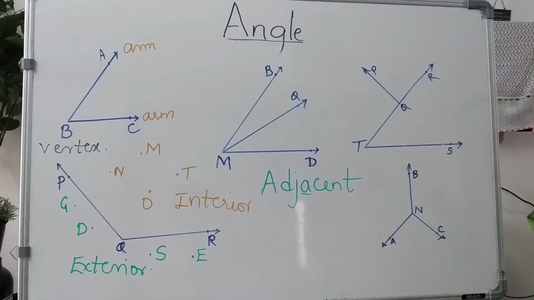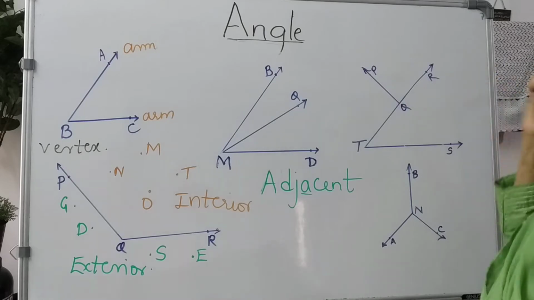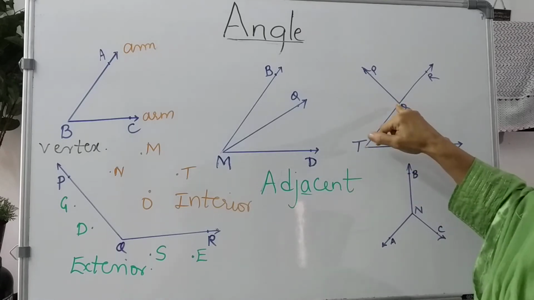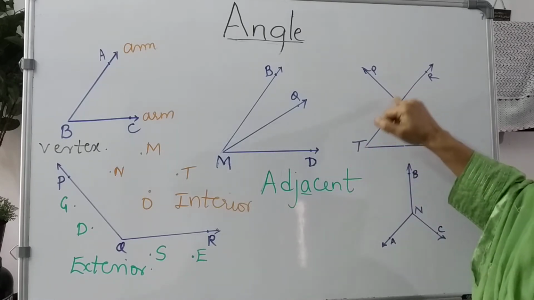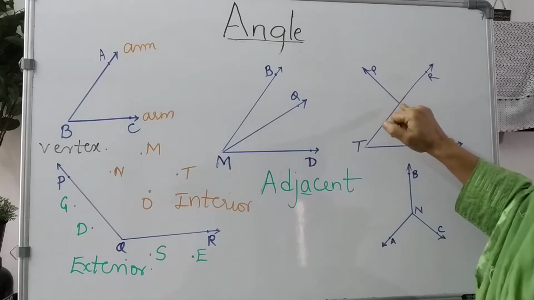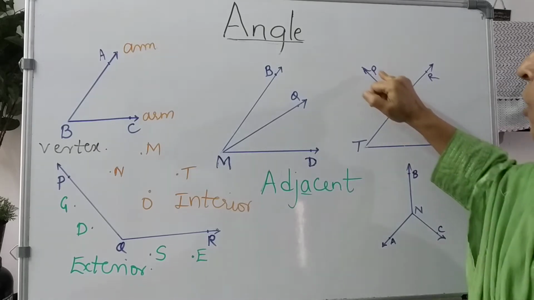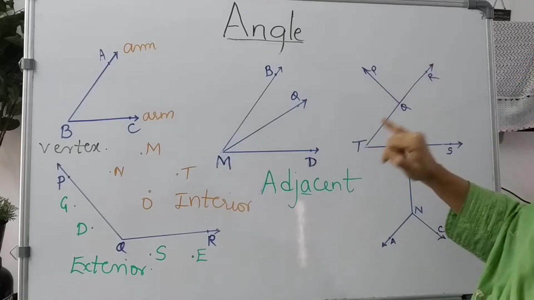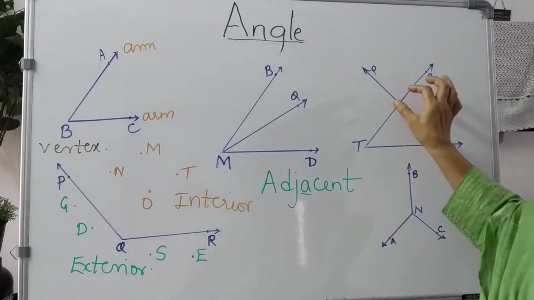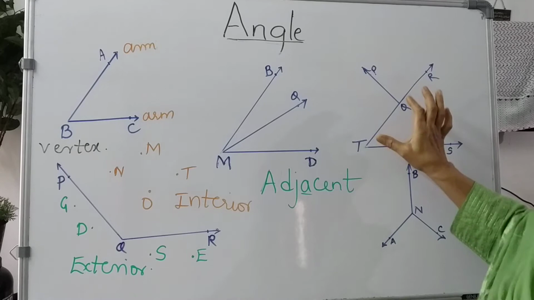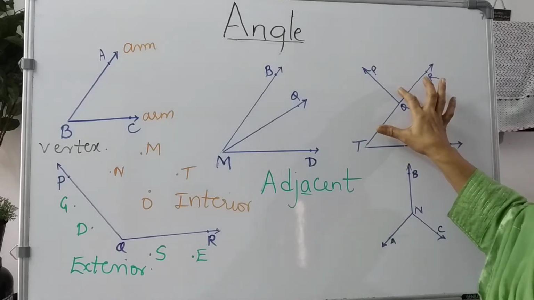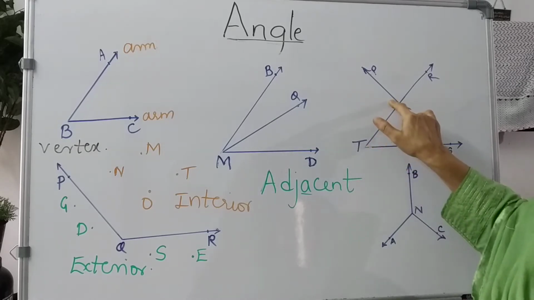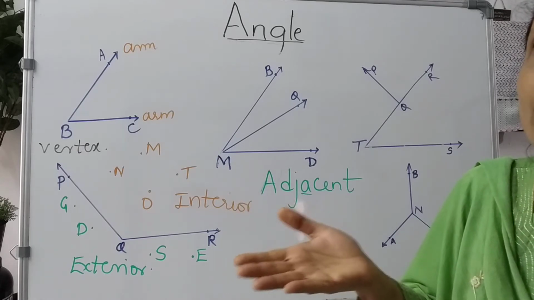Now you can look at this diagram and decide which are adjacent angles. This is one vertex, this is another vertex. These two angles are adjacent angles because they have a common vertex Q and a common arm PQ. So angle PQR and PQT are adjacent angles. But these other angles are not adjacent to them. This angle has a common arm with this angle, and this is also common with this angle, but they are not adjacent because they don't have a common vertex.